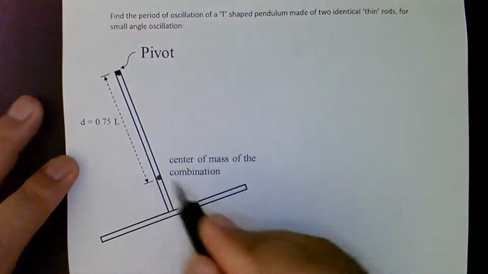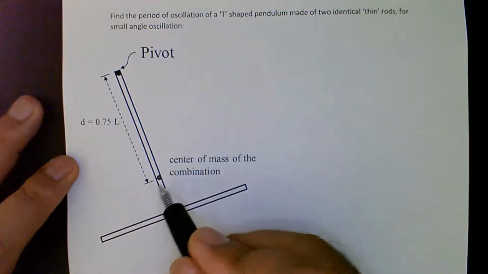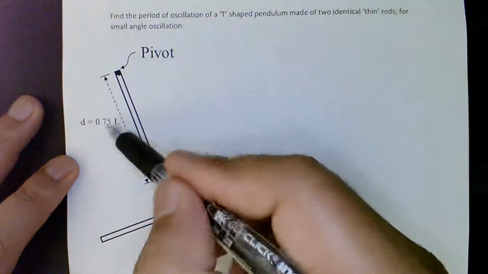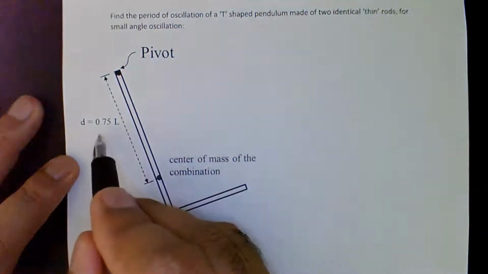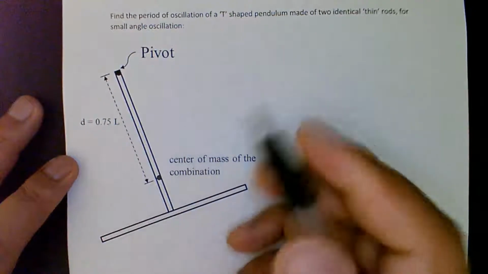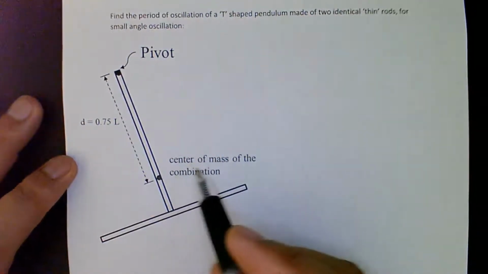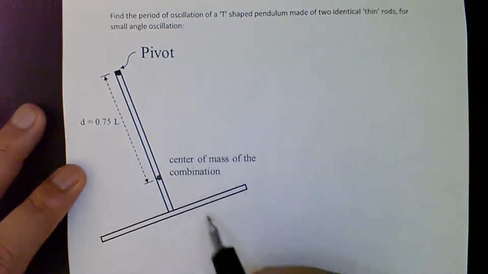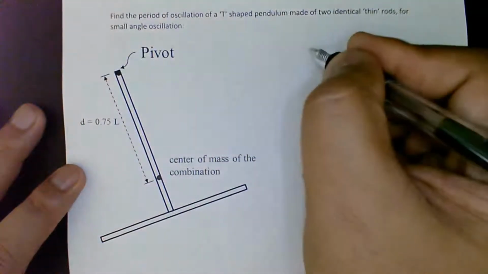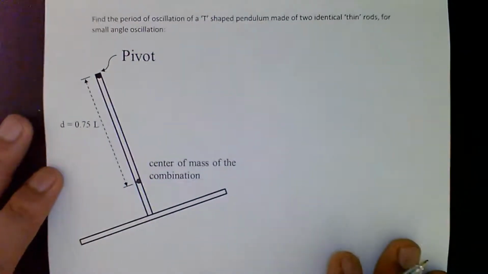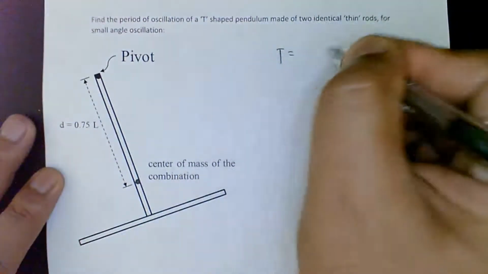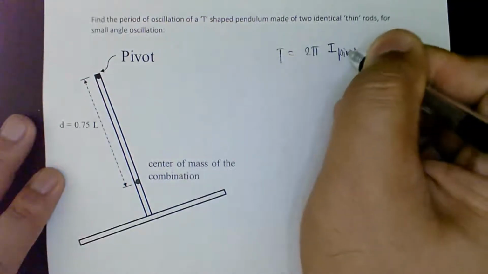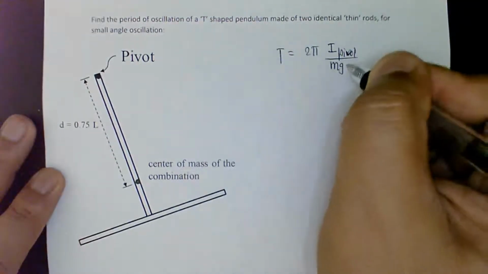Here's the center of mass of the combination. The combined center of mass lies somewhere here, and the distance between the center of mass and the pivot point, from calculation, will be given to you as 3/4 of the length. Based on that, what's the time period formula in terms of the given variables? Remember, for any physical pendulum, the time period formula is 2 pi square root of the moment of inertia about the pivot point, divided by mgd.